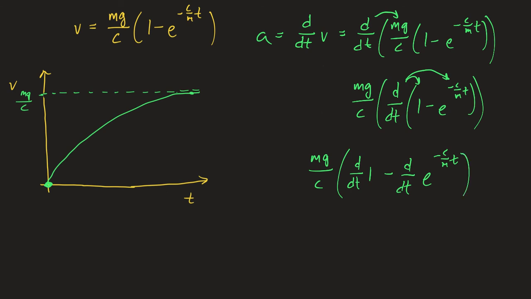Now, the left side here, that's the derivative of a constant with respect to time. Does a constant change with respect to time? It does not. So the derivative of 1 is 0. But now I have to take the derivative of the exponential.